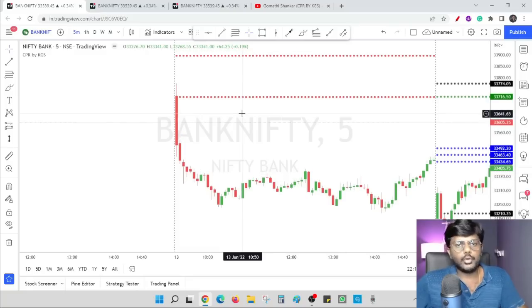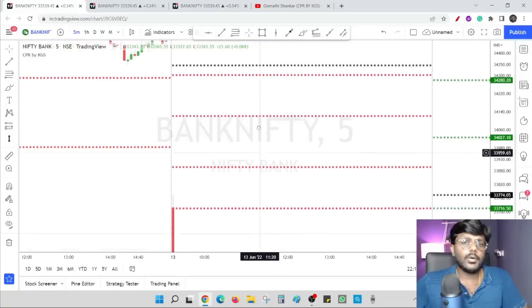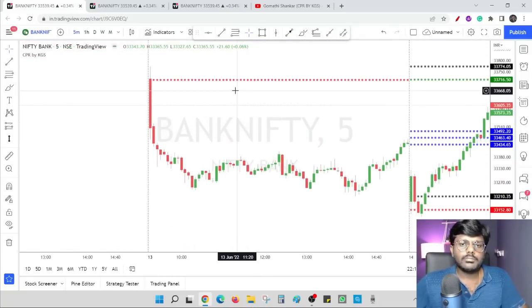On 13th of June, on Monday, the prices are below S4 levels. So obviously we cannot take any short position or long position, because it is like a panic situation. We don't know what to do. We don't know what will happen, whether profit booking will happen or whether the market will crash further. So obviously on 13th of June, everybody should avoid.